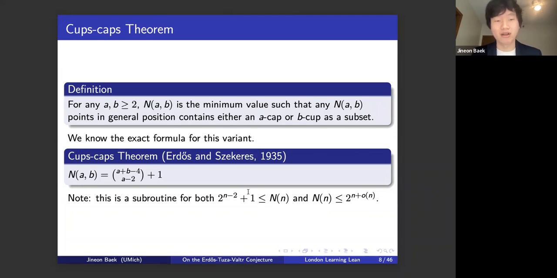Let N(a, b) be the minimum number of points to force either an a-cap or a b-cup as a subset. Then we have this nice number, which is a binomial, plus an extra 1 just to make sure that we force such a structure. This was proved by Erdős and Szekeres in 1935. And this is actually quite important. It has been used as a subroutine for both the lower bound and the upper bound for the Erdős-Szekeres conjecture.